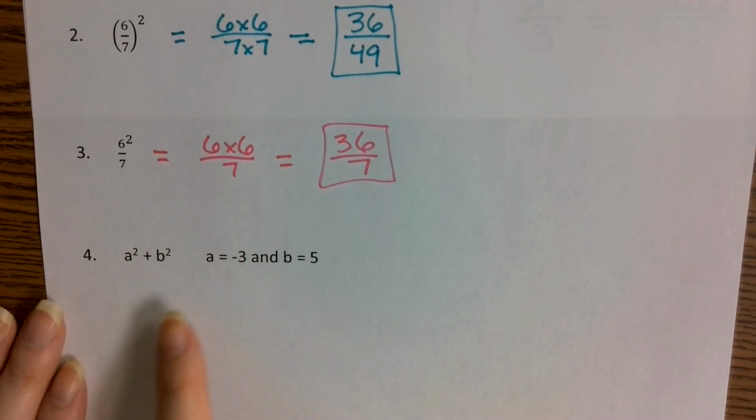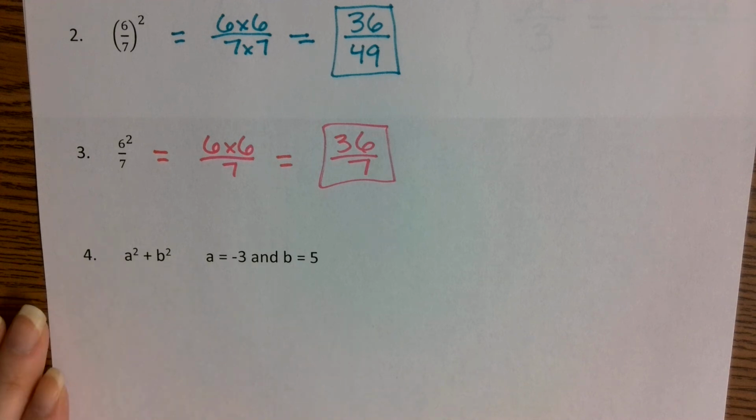Okay? All right, problem number 4, we have a squared plus b squared, and we've got a equaling -3 and b is equaling a +5. What is that going to come out to as our answer? Yo-chan? What'd you get? 16? Not 16.